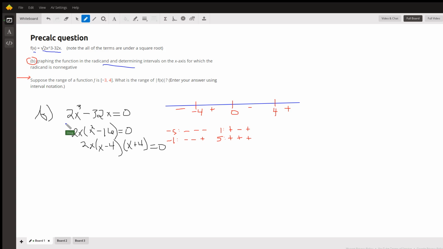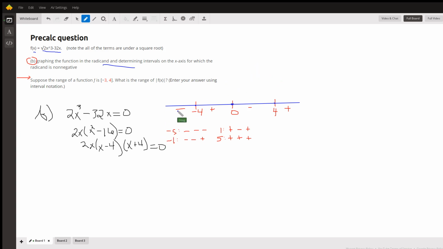Okay, so here's the radicand. Let's find out when it equals 0. Factors easily into 2x times x minus 4 times x plus 4. So these values, -4, 0, and 4, are when the radicand is equal to 0. Everywhere else, the radicand has to either be positive or negative.